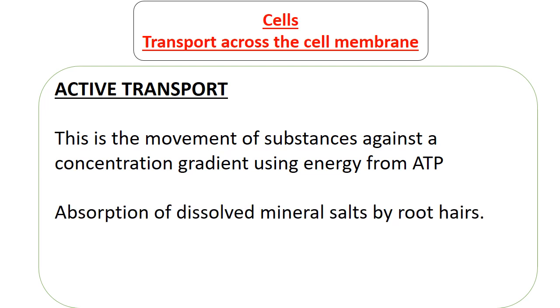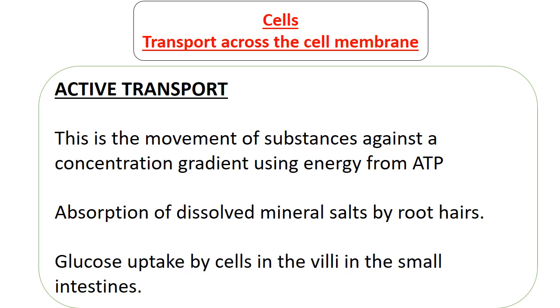The first is absorption of dissolved mineral salts by root hairs. The absorption of mineral salts by root hairs doesn't happen by diffusion or osmosis. It is active transport. Also, glucose uptake by cells in the villi, in the small intestines. In the small intestines, there are structures called villi, which take glucose from the food we eat. And the process happens by active transport.